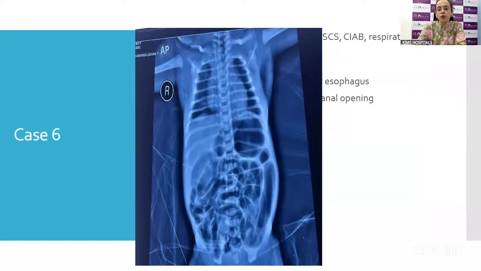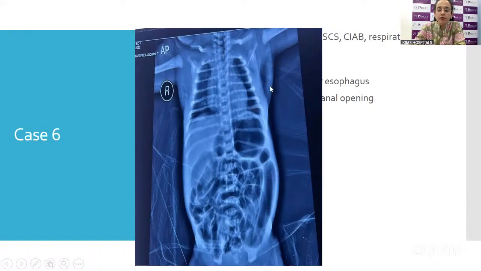So next, moving on to case 6. Here we can see the X-ray AP view of the baby. What can we appreciate from this X-ray? What is abnormal here? Here we can see that the OG tube is not able to pass into the stomach, and we can see the coiling of the OG tube. It is clearly visible in this X-ray.